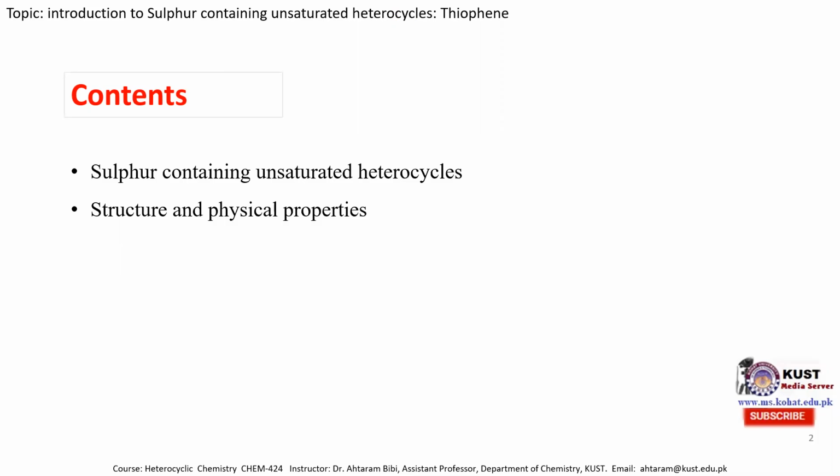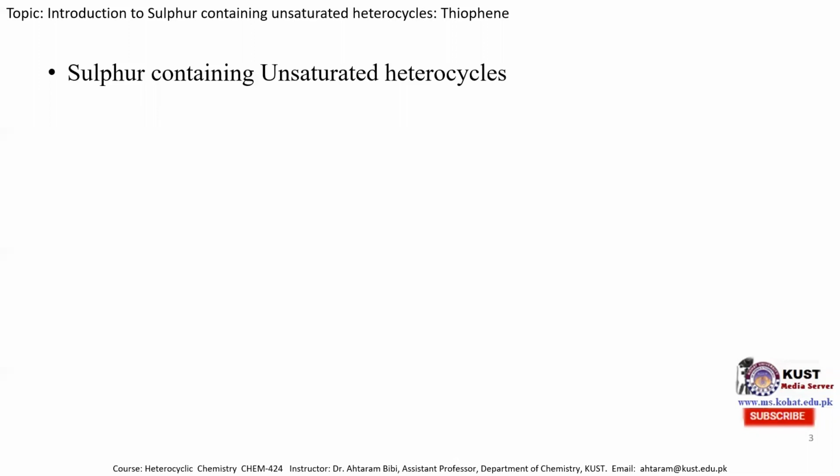Then I will discuss the structure and physical properties of 3-membered, 4-membered, and 5-membered unsaturated sulfur-containing heterocycles. And then we'll discuss the natural occurrence of thiophene, and the various methods for the preparation of the thiophene molecule.